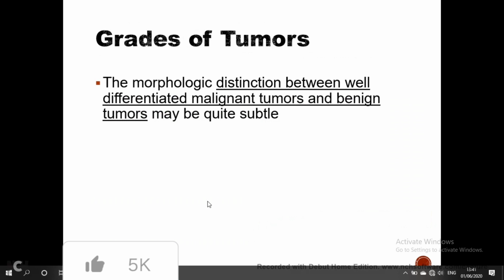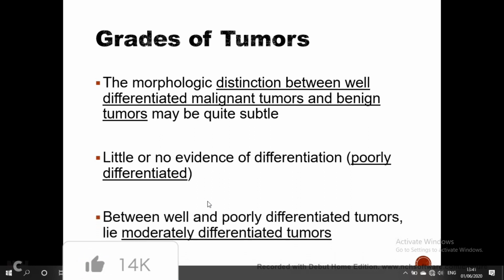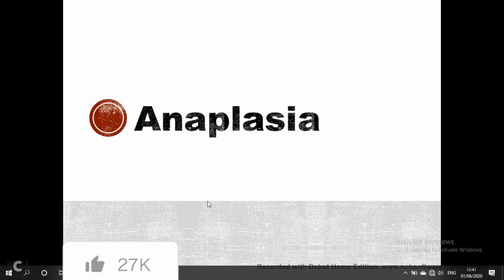Grades of a tumor. The morphologic distinction between well differentiated tumors and benign tumors may be very subtle. As you all know, well differentiated tumors are exactly like benign tumors. Now, little or no evidence of differentiation: if you cannot differentiate the tumor based on its morphology, then it is known as poorly differentiated. And between well and poorly differentiated tumors lie moderately differentiated tumors. So there are three grades of tumors.